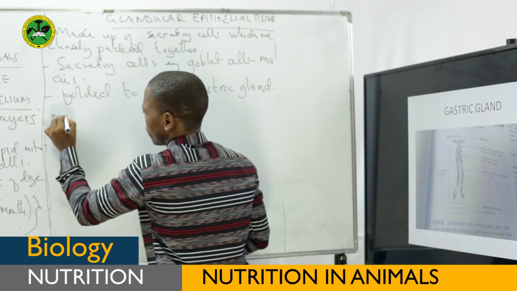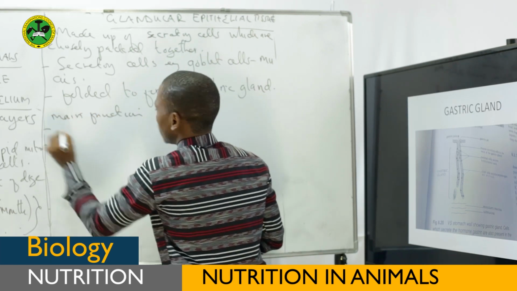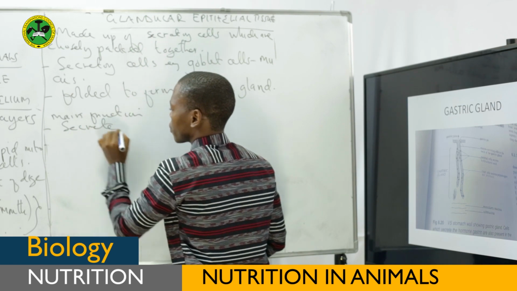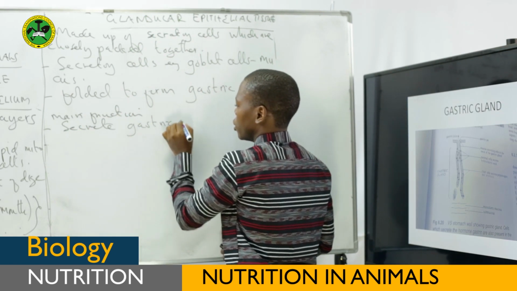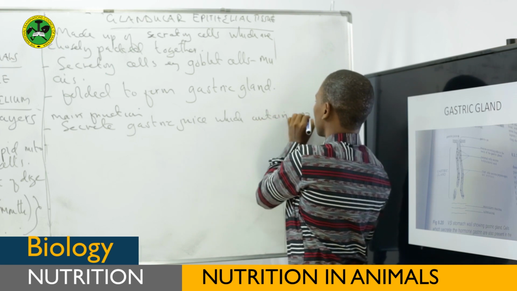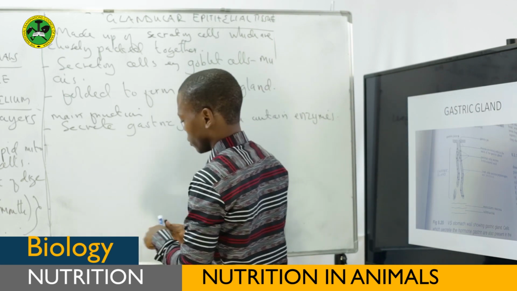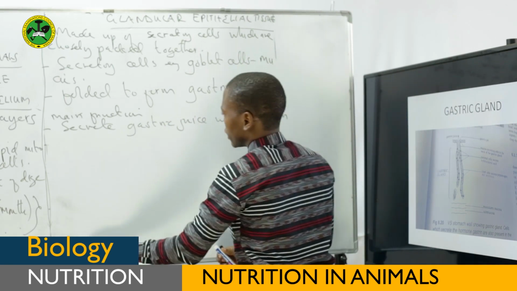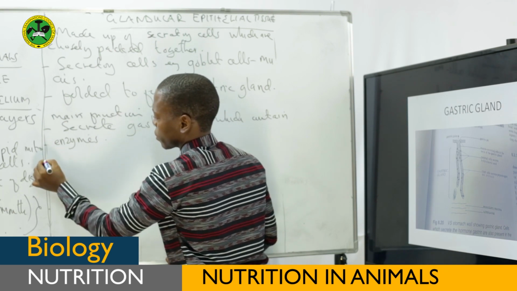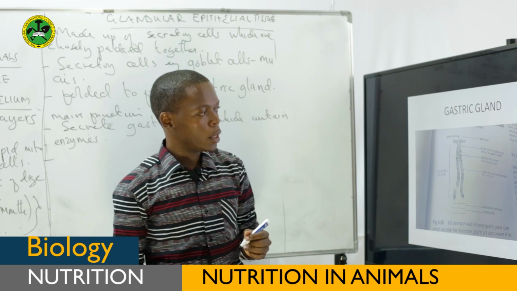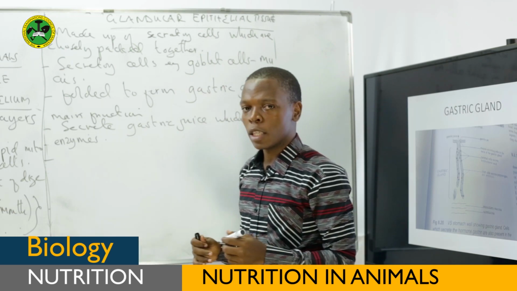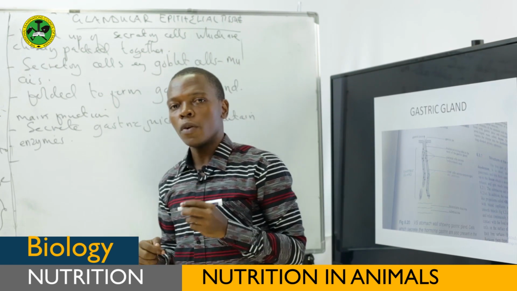And the main function of this gastric gland is to secrete the so-called gastric juice, which contains enzymes. You see? Therefore, as we have said, we have some epithelial tissues which are found in the digestive tract and others which are not. This glandular epithelial tissue is found in the digestive tract.